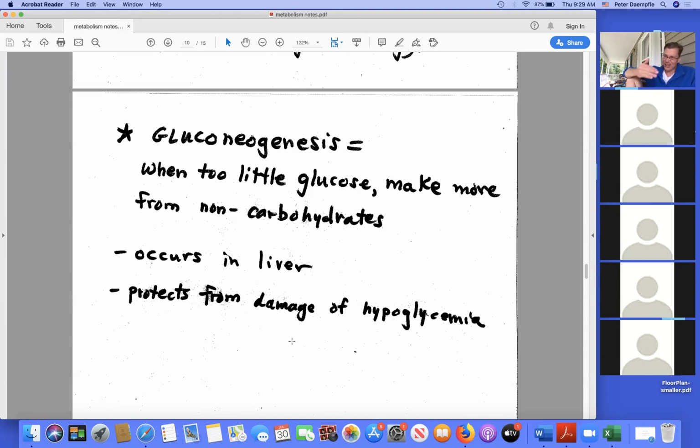Whereas you eat the egg, it's not as much of a high, but it sustains you. You can sustain the pace of your exercise more. So that's a little bit about that.